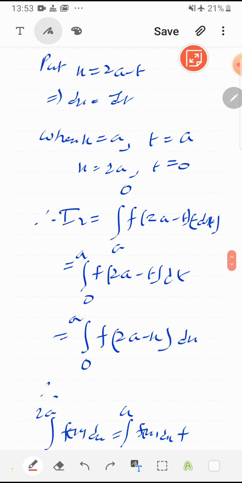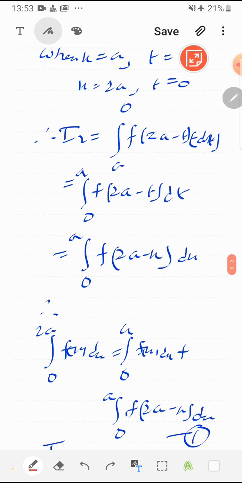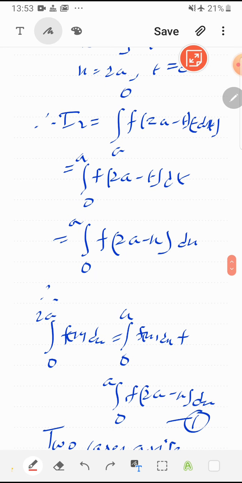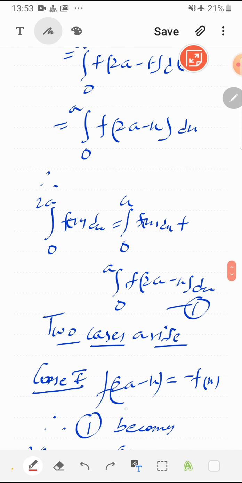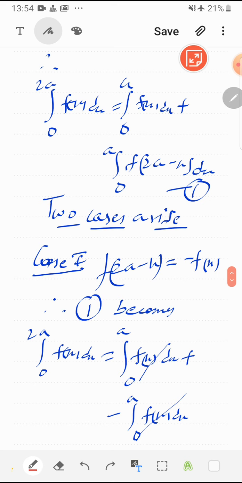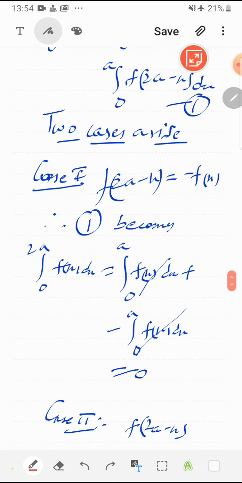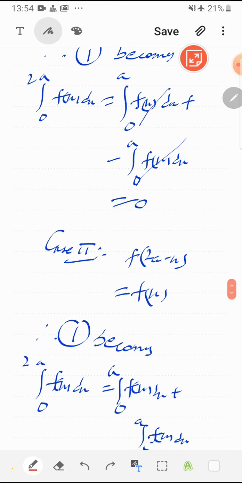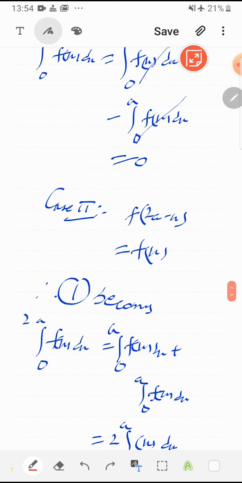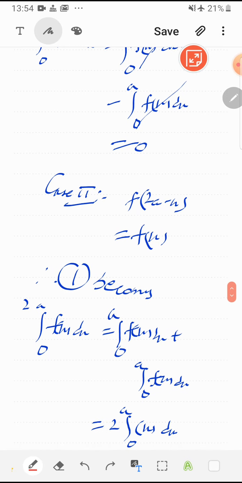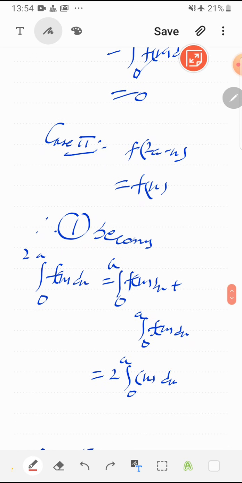So that we can put this I2 in the above expression here, so that given integral becomes 0 to a f of x dx plus 0 to a f of 2a minus x dx. Let this be equation number 1. Again two cases arise. If f of 2a minus x is equal to minus f of x, then obviously the right hand side of equation number 1 will be cancelled out and result is 0. And when f of 2a minus x is equal to f of x, then the two integrals will be added up, and this is 2 times 0 to a f of x dx.